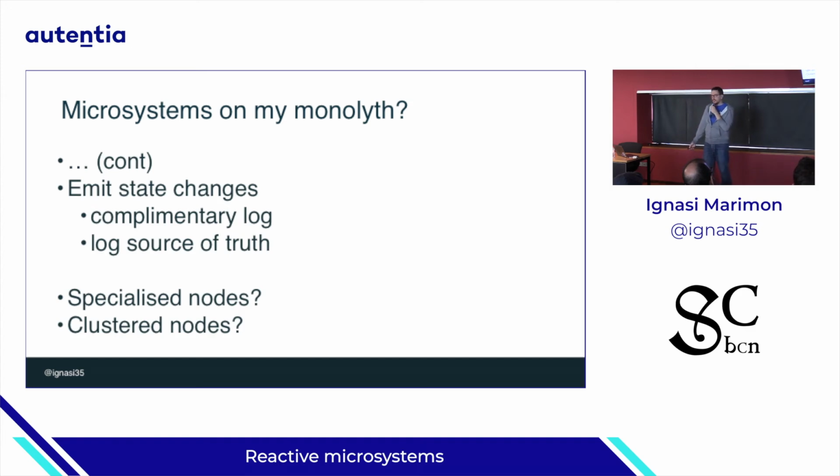You can emit state changes with several strategies: in transaction, complementary log, log as the source of truth, etc. And of course, deploying your service with specialized nodes. But it will require your instances of the service to know each other. You will also have to tweak your service location, because you will have to deploy 10 instances, but maybe 2 of them are specialized, so they should not be locatable by other services, if that makes sense, right?